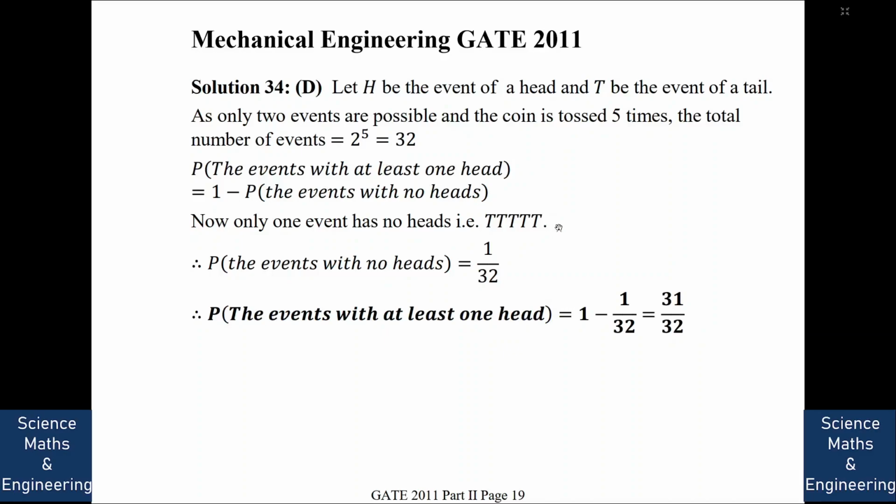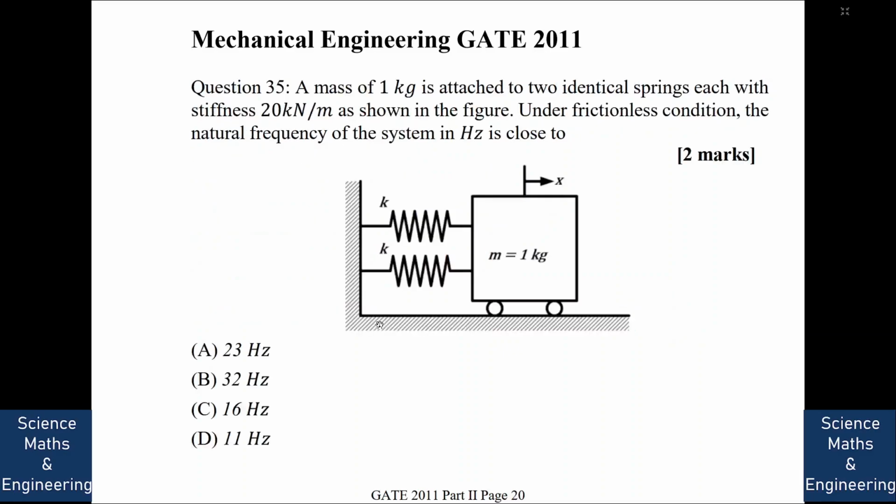So all tails, there is only one event that has all tails, and so the probability that the event has no head would be 1 by 32. Therefore the probability that the events with at least one head would be 1 minus 1 by 32, which is equal to 31 by 32. So we'll go to the next question.